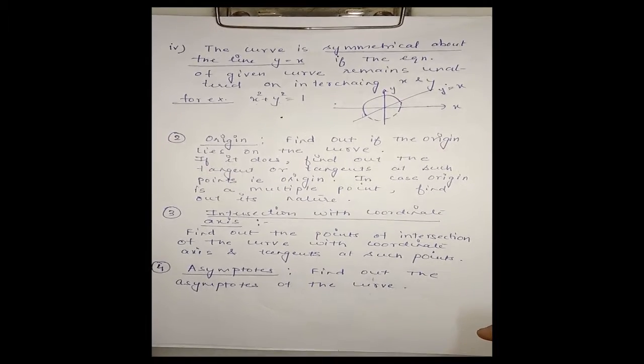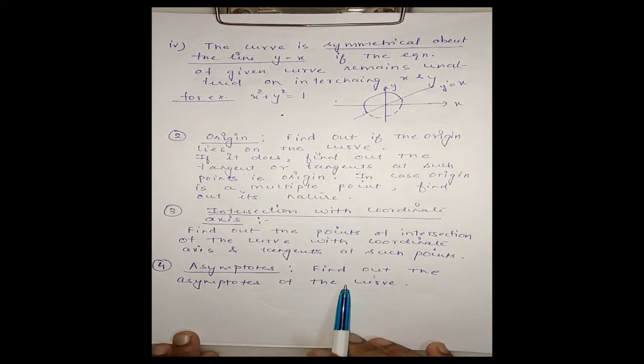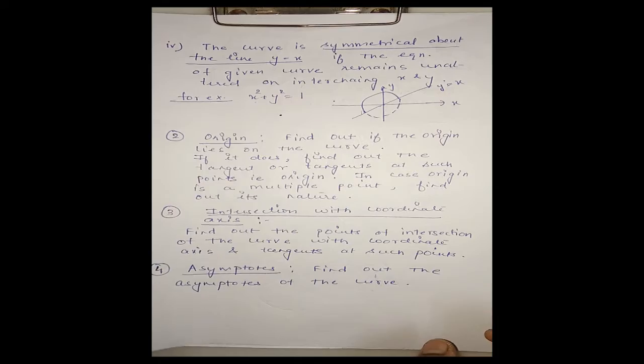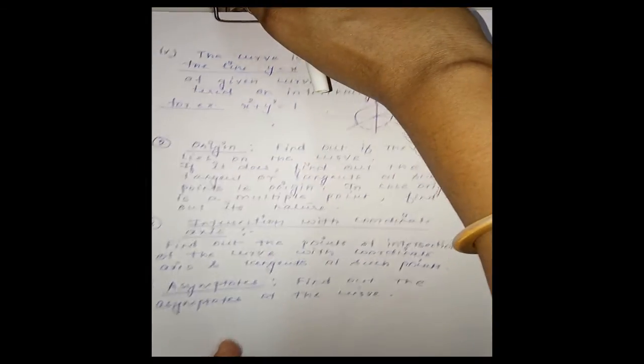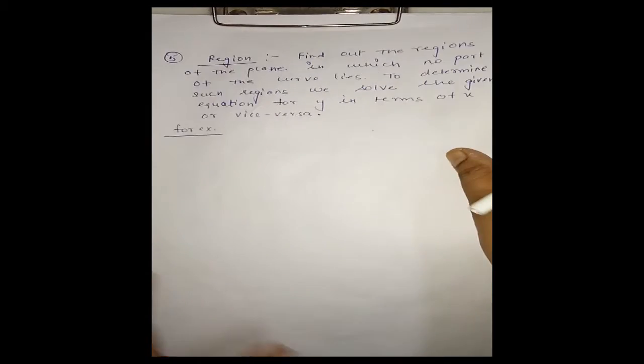Next step is find asymptotes of the curve. Then in the next step, we have to find the asymptotes of the curve. Okay. Next is region.